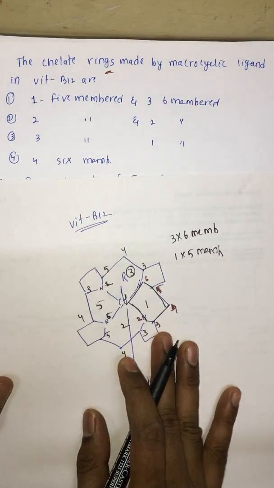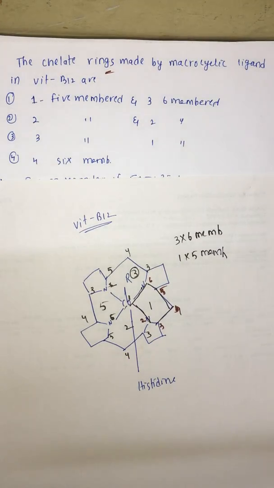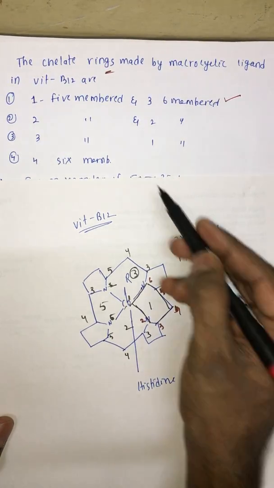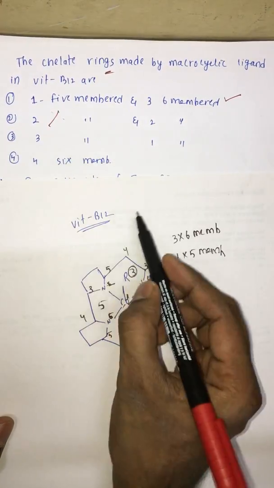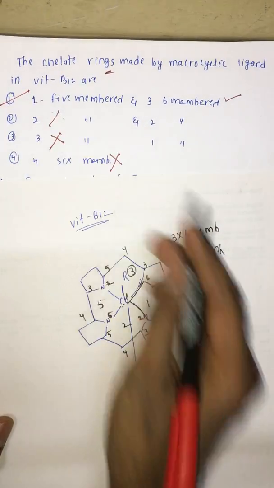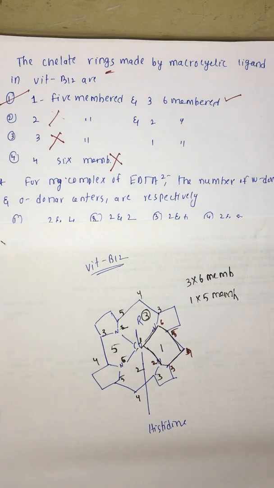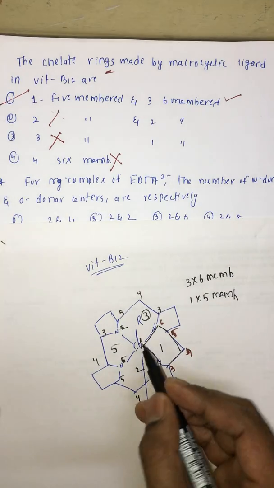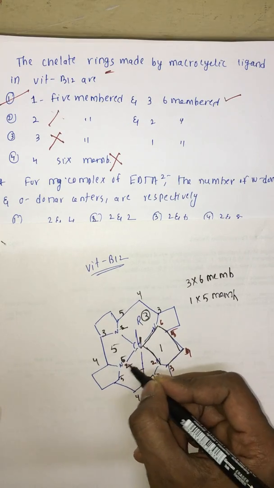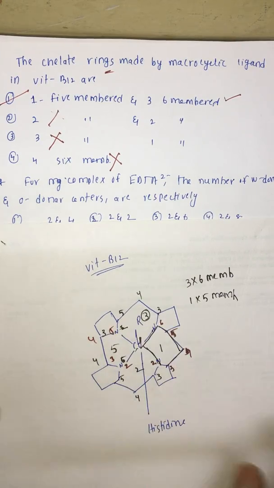If you see the options they have given, one 5-member and 3 six-member is correct. 2 five-member is wrong, 3 five-member is wrong, 4 six-member is also wrong. So the correct answer is the first. It cannot be 2. You can count from this side also, 1 2 3 4 5, both are the same.